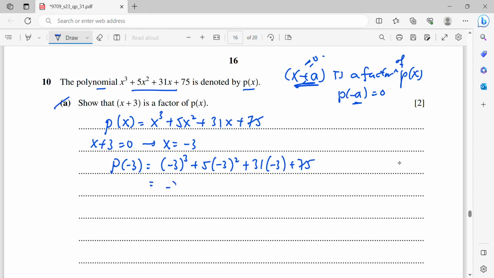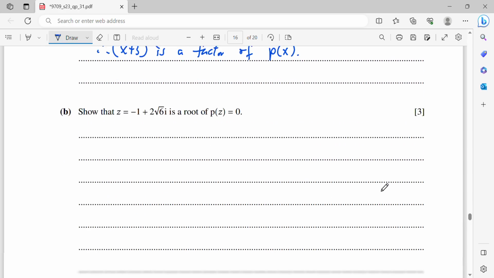So the first term is negative 27. Second term is plus 45. Then minus 93 plus 75. So when you get the total, it is 0, which means x plus 3 is a factor of p(x), according to the factor theorem.